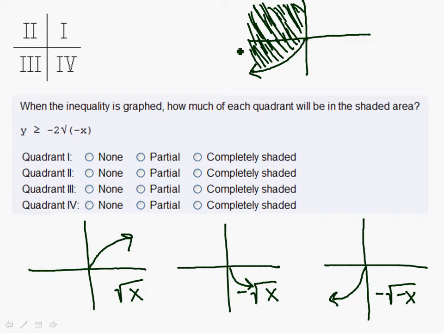Okay, so taking a look at this picture, I have nothing shaded in the first quadrant. I have nothing shaded in the fourth quadrant. There's a partial shading in the third quadrant. Okay, and the second quadrant here at the top left-hand corner is completely shaded.